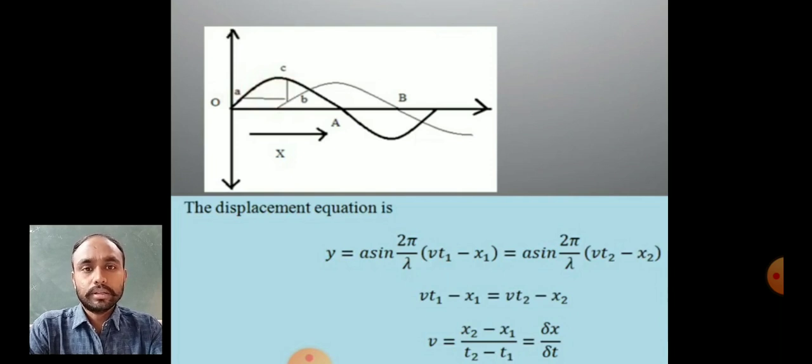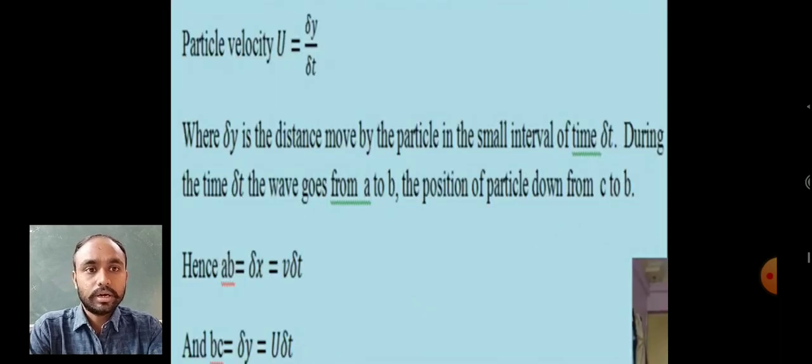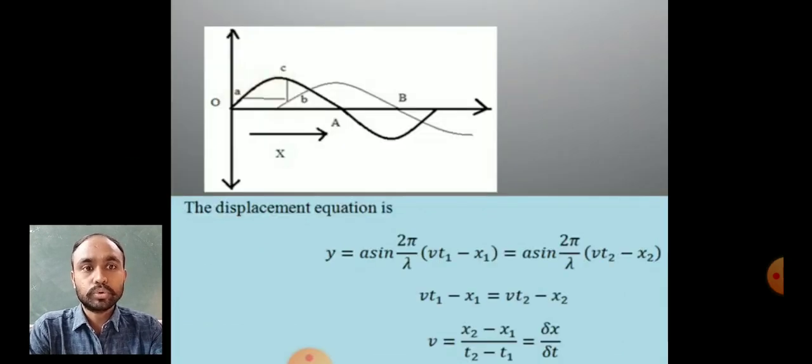Now if we take the sine inverse on both sides at this step, what have we done? Yes, we have taken the sine inverse on both sides. If we take the sine inverse on both sides, what happens? Sine gets cancelled. Next, 2 pi by lambda on the right side gets cancelled with the 2 pi by lambda on the left side. Then what remains? Only Vt1 minus x1. I am talking about this step. What is that? Vt1 minus x1 is equal to Vt2 minus x2.